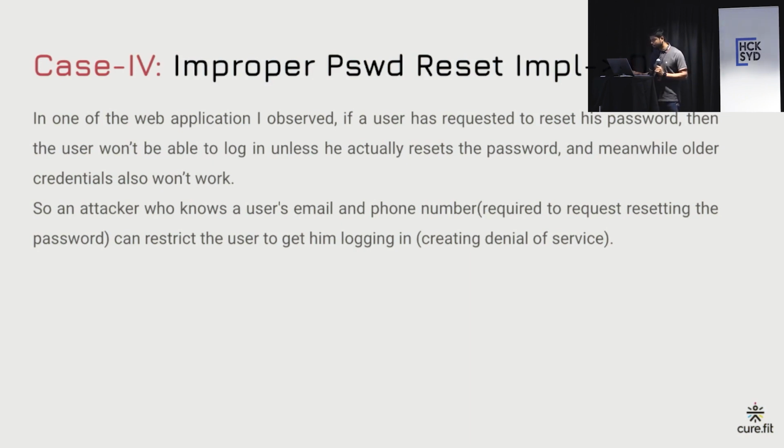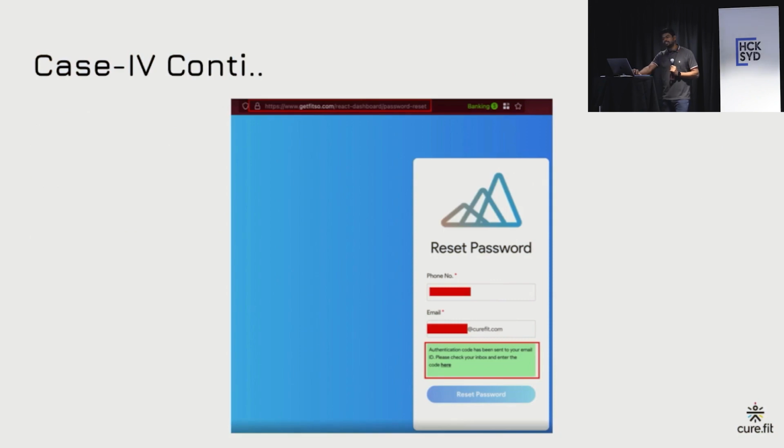So here, what was happening? There was a website, GetFitso. It comes under our company's scope as well. So there was a feature of resetting the password, which most websites have if they have login or sign up pages. While resetting the password, you have to enter the email and phone number, and the authentication code will be sent to your email address.